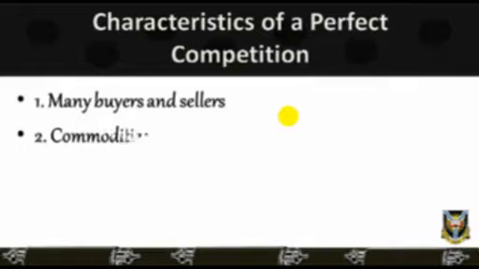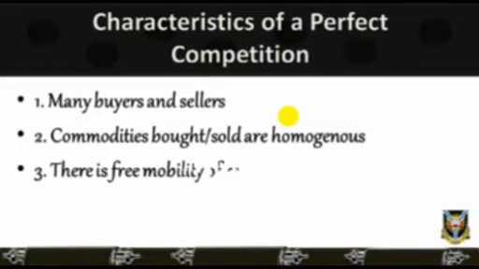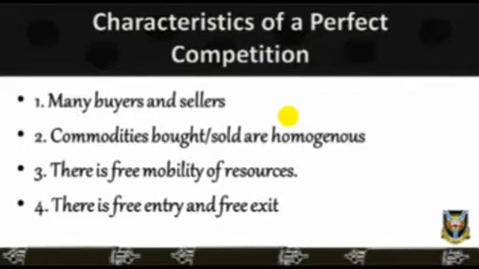Characteristics of a perfect competition. 1. There are many buyers and sellers, that is why everybody is a price taker, as nobody can single-handedly influence the price. 2. Commodities bought and sold are homogeneous, that is, one unit of any commodity is like another. There is no real or imagined difference. Thus, the product of one seller is identical to that of another, and this ensures that buyers are indifferent as to sellers from whom they purchase commodities.